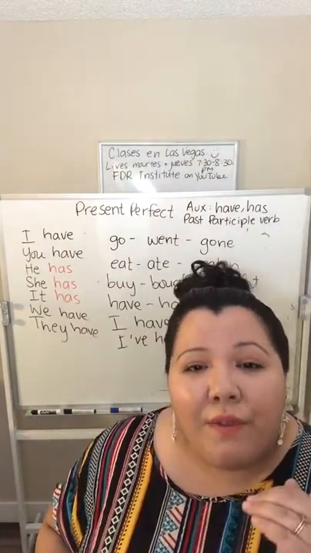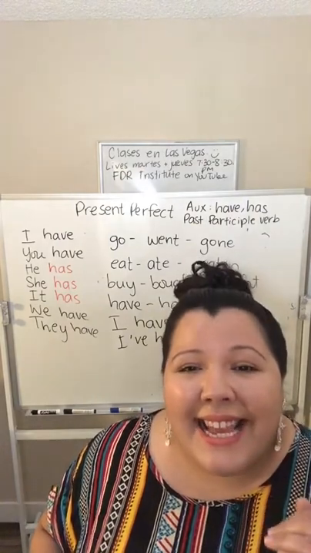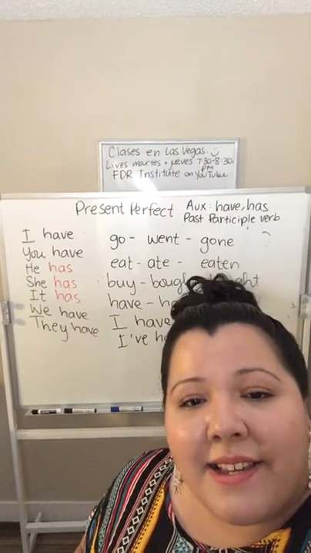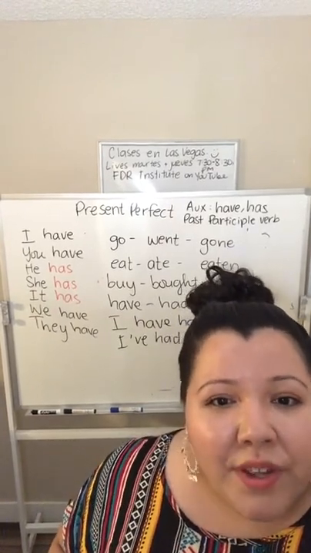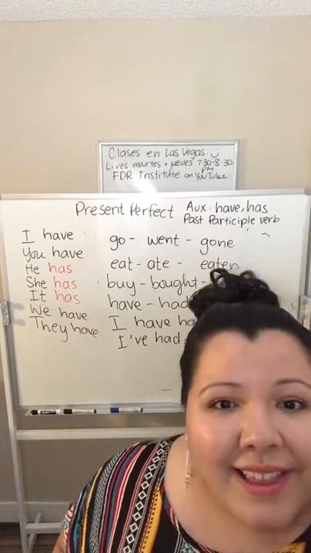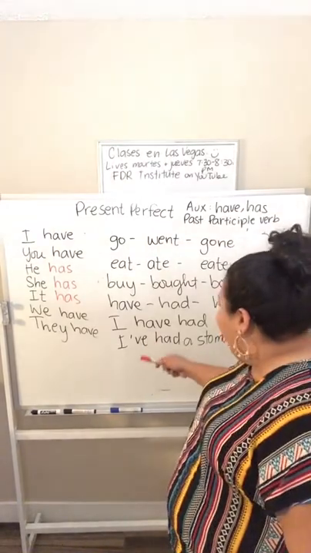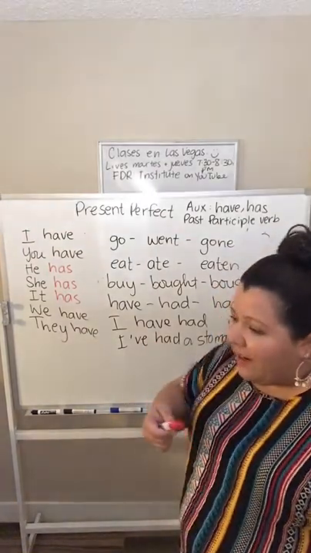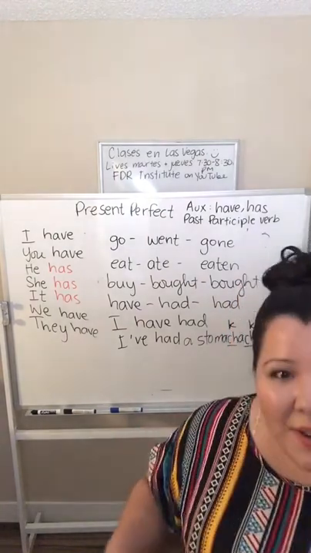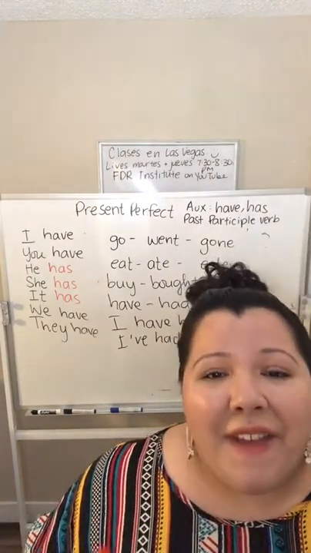Y la contracción es I have, I've. You have, you've. He has, he's. She has, she's. It has, it's. We have, we've. You have, you've. They have, they've. All right? So, again, he tenido, I've had. You've had. He's had. She's had. It's had. We've had. They've had.